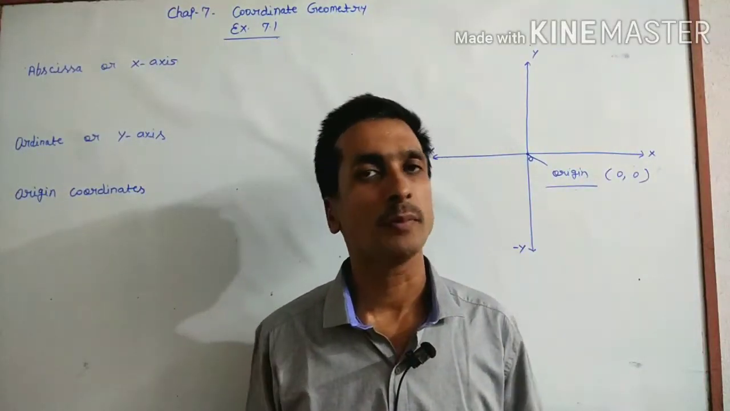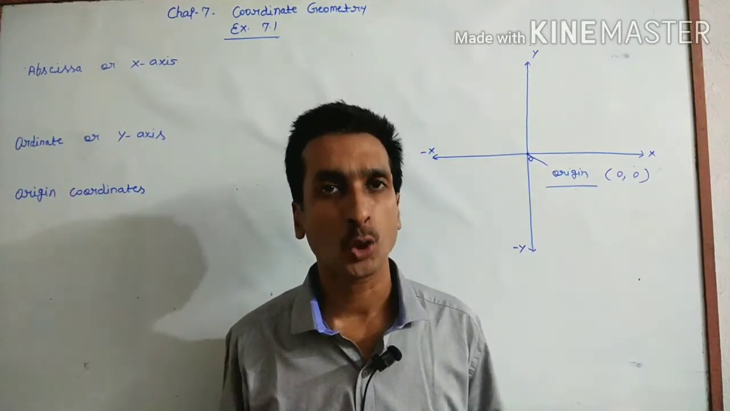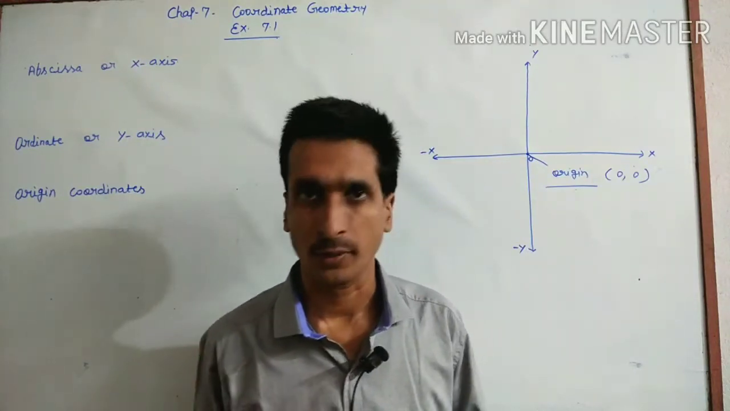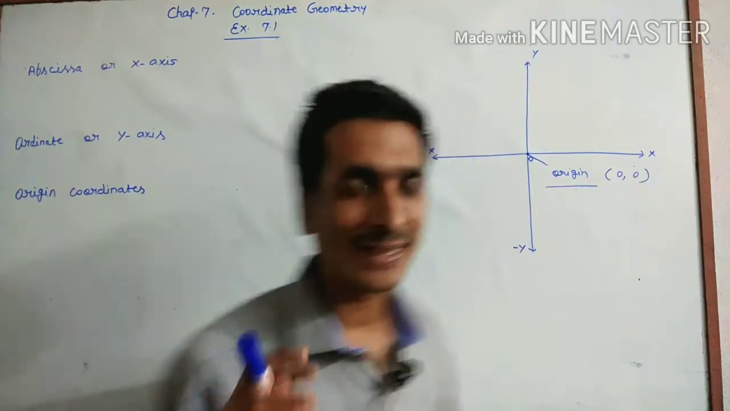We will discuss chapter number 7. The name is coordinate geometry. Let us start this chapter. What is the meaning of these words?